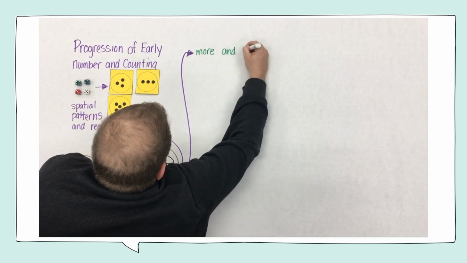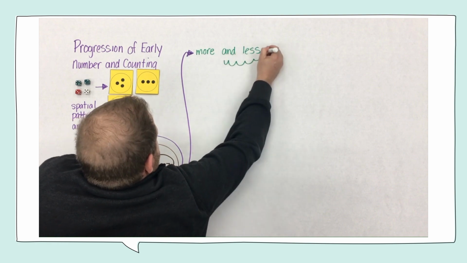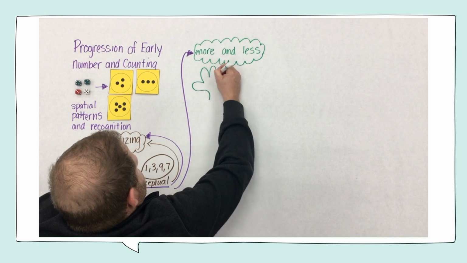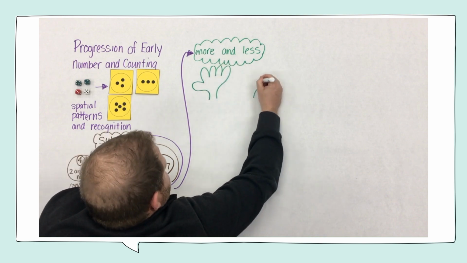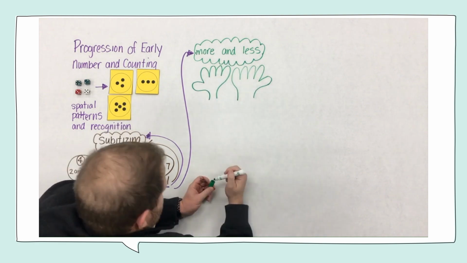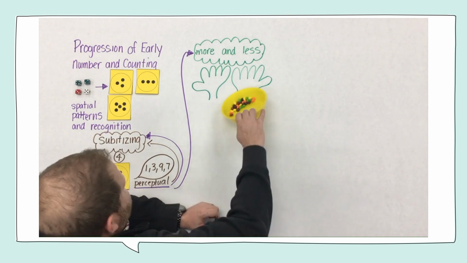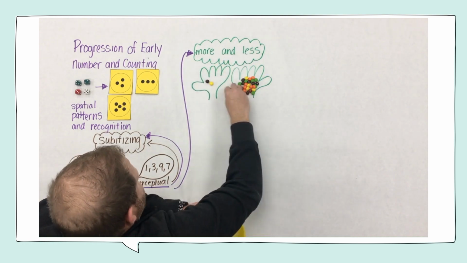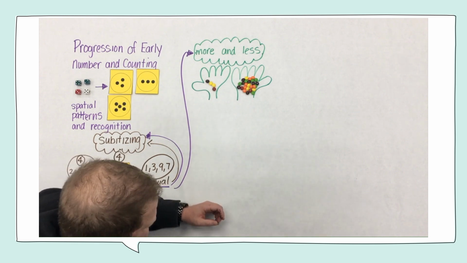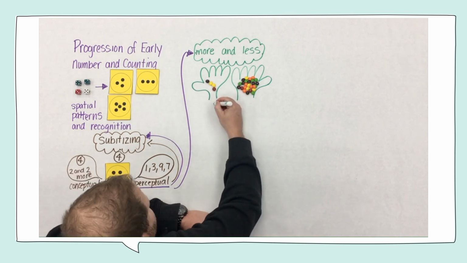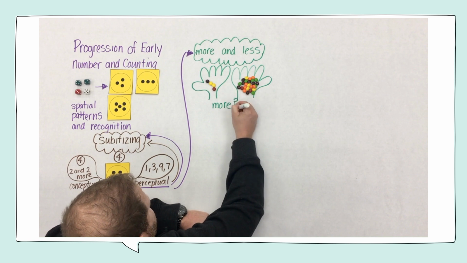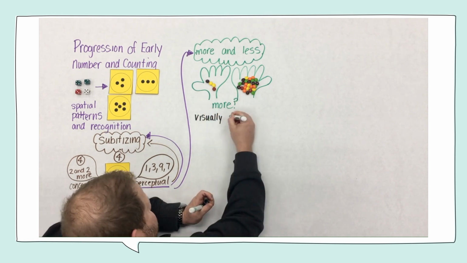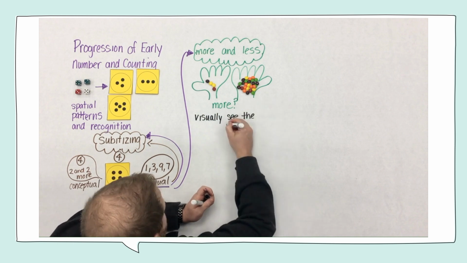So as students are working on this idea of subitizing, they're simultaneously building their understanding of more and less. Let's take these two hands, for example. If we were to put some candy in each hand, and then we were to ask a student, which one has more? I think most students are going to say the one on the right has more. And they're able to recognize this because they can visually see and compare the difference.